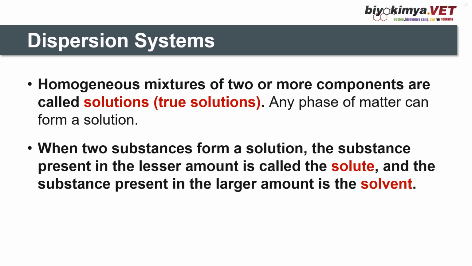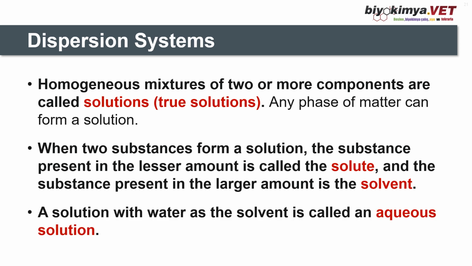Actually, if we're talking about solutions, a type of dispersion system, the dispersion medium of a true solution is called the solvent. The dispersed phase, or the discontinuous phase, of a true solution is called the solute. And don't forget, there can be more than one solute in a solvent, or in a true solution. And if we prepare solutions using water, we call them aqueous solutions.